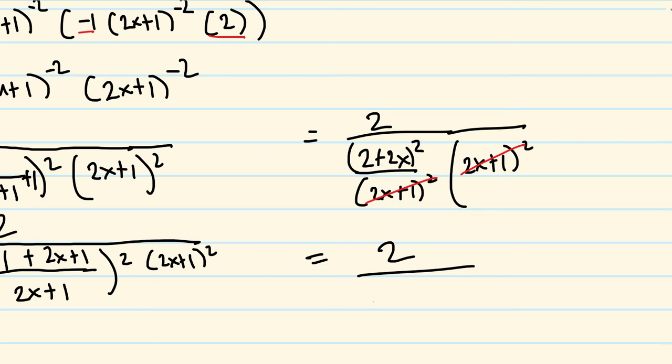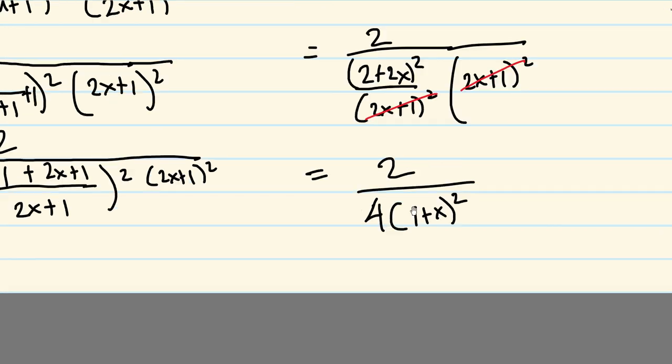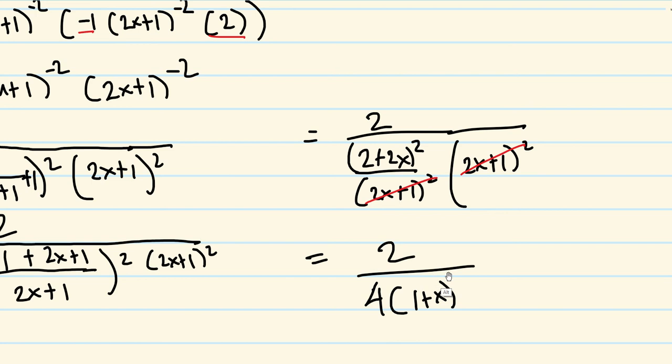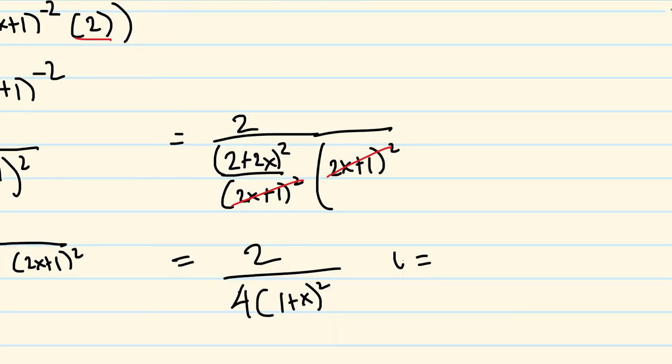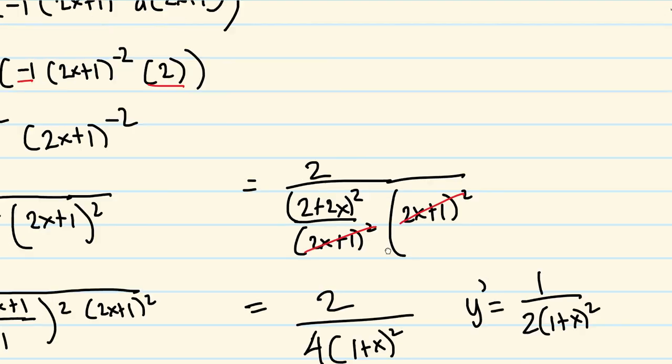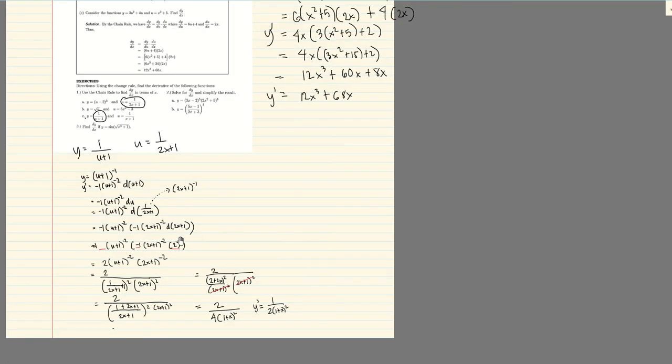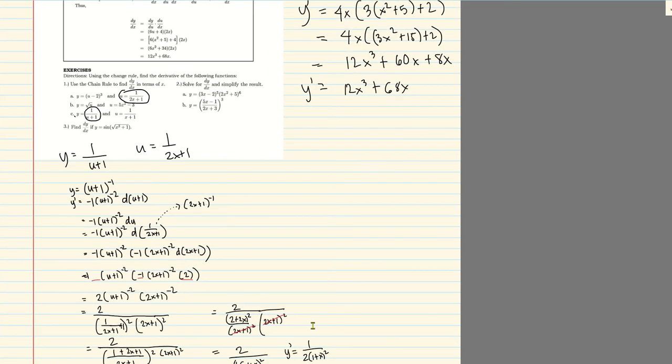Wait. That's not supposed to happen because we have a square here. If we put 2 there, if we remove 2 with that 1 plus 2x, it still has this power here. So it will become 4, not 2, but (1 + x) squared. So our answer would be 1 over 2(1 + x) squared. Alright, so look at how long it was before you get the final answer.